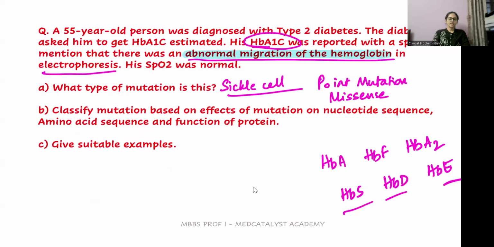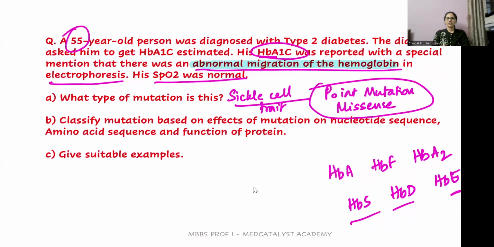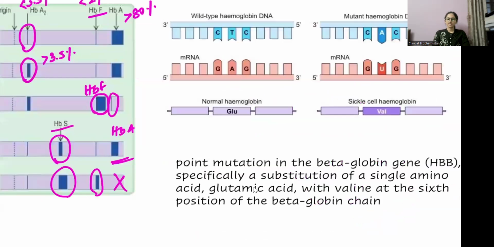Here, he is a 55-year-old person and his SpO2 is normal, and also given that, you can think of it as sickle cell trait and not anemia. Okay, sickle cell trait, because it's a milder symptom that you have. So this is a point mutation, or missense point mutation. So what is the point mutation in sickle cell?